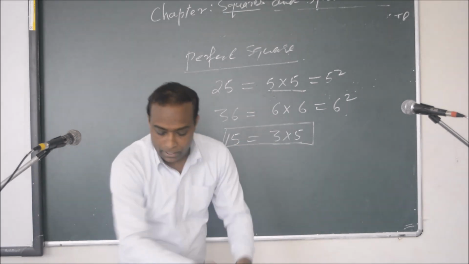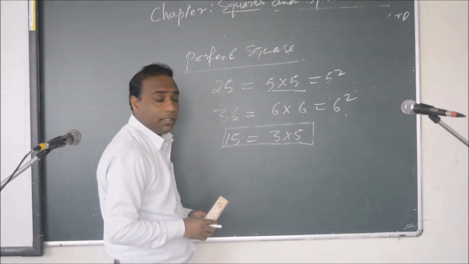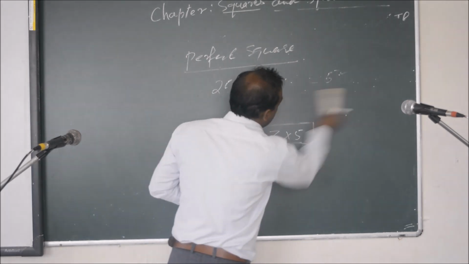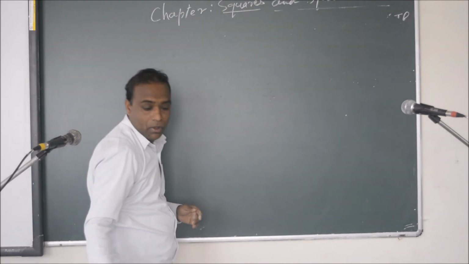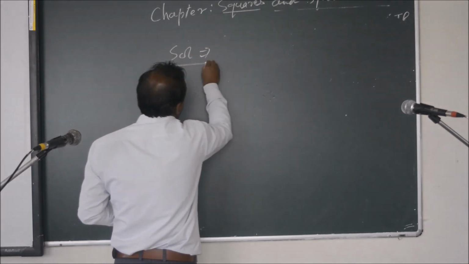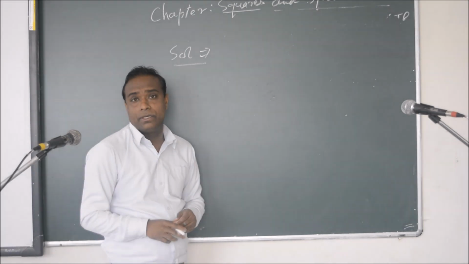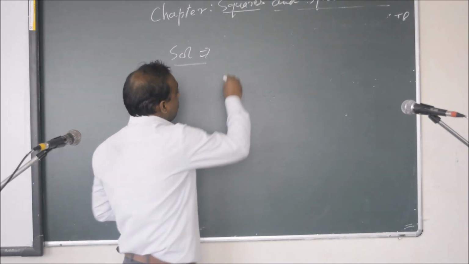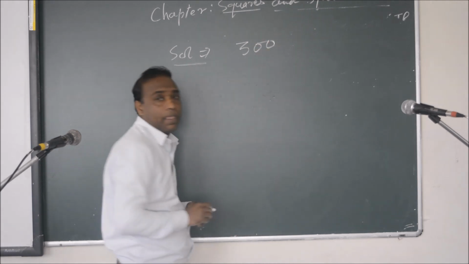Now let's come back to the questions. Now what is a perfect square? I think you have understood it. Then let us try to solve the questions. This is the solution for the questions. Now we have the number 300. So how to check it? First of all, you have to write the number 300 like this.